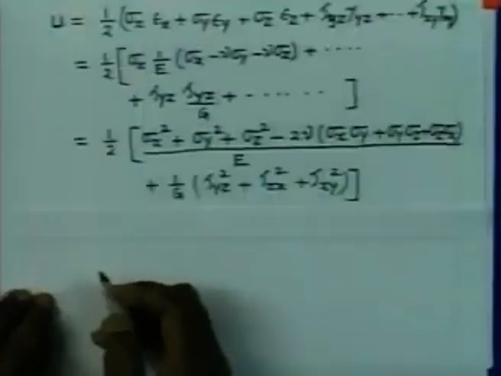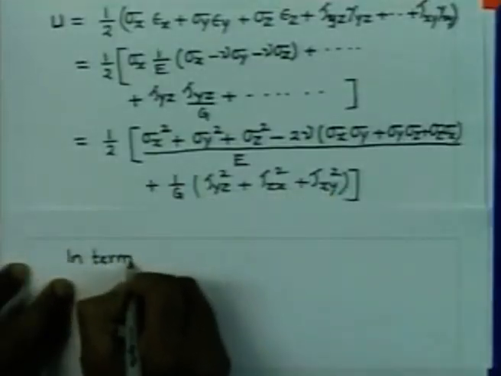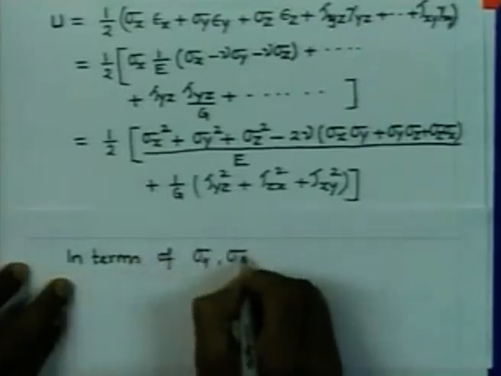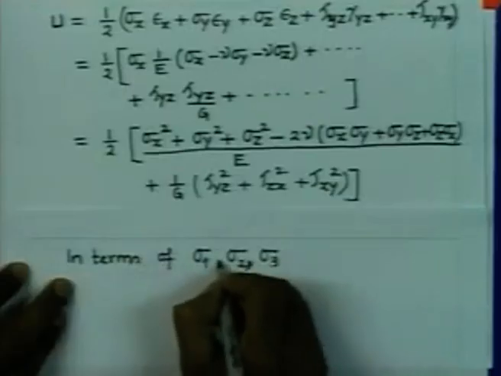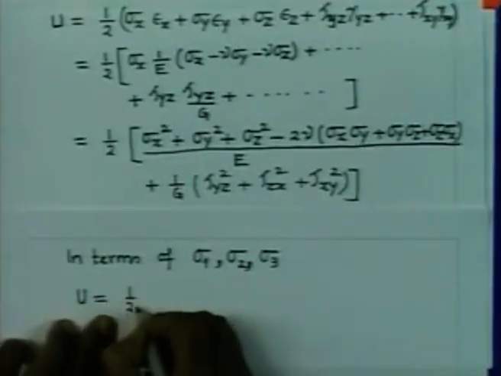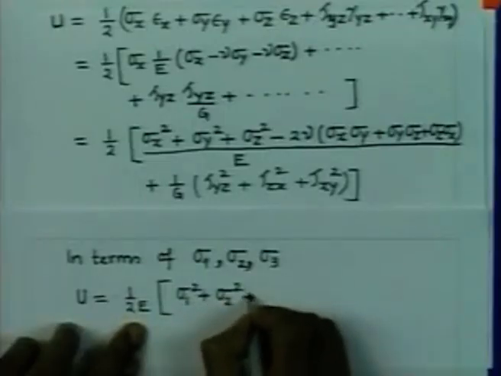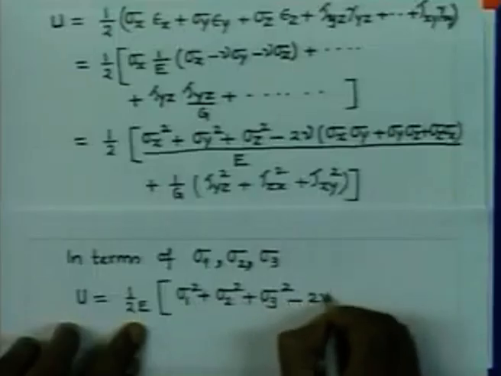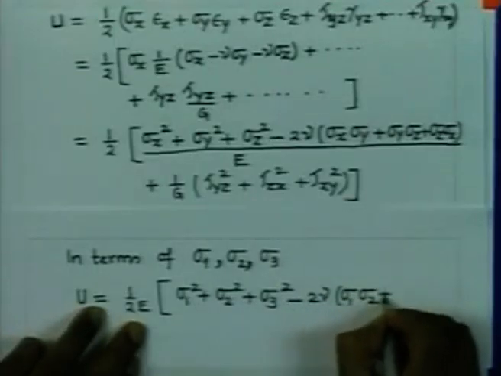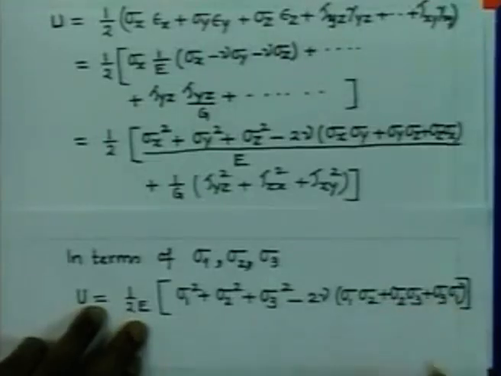And now, if we try to make use of the principal stresses, in terms of the principal stresses sigma 1, sigma 2, sigma 3, the principal stresses at a point, we will have these shear terms 0, then in that case your total strain energy density is going to be 1 by 2E sigma 1 square plus sigma 2 square plus sigma 3 square minus twice nu times sigma 1 sigma 2 plus sigma 2 sigma 3 plus sigma 3 sigma 1. So, this is the total strain energy density.